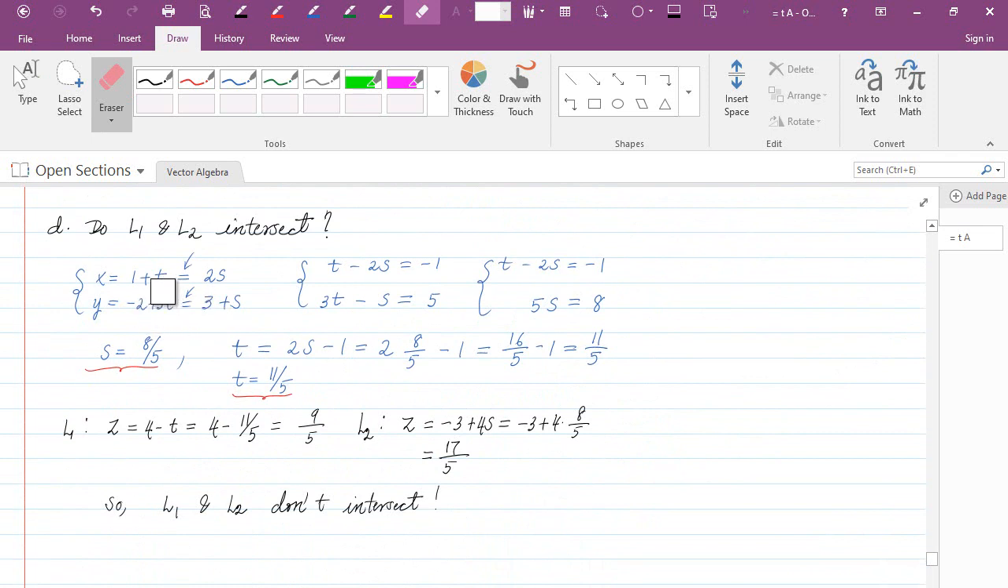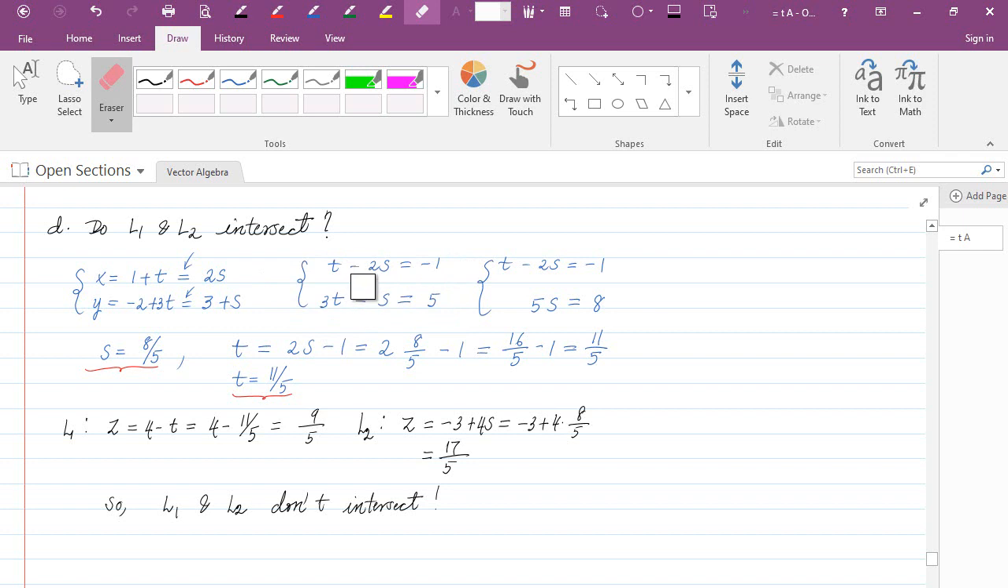The first equation can be rewritten as t minus 2s is equal to negative 1. The second equation can be written as 3t minus s is equal to 3 plus 2, which is 5. So we have this system of equations, and we need to solve for s and t. One way to do that is to keep the first equation as it is, and then multiply the first equation by negative 3 and add it to the second equation. Then t will cancel out.